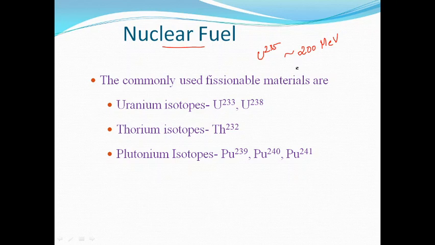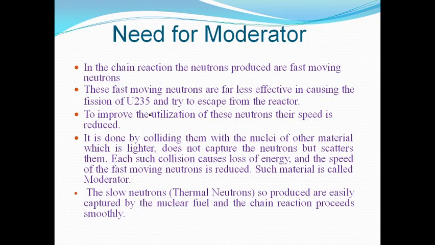Similarly, there are other fissionable materials that can be used, and normally we use materials such as the uranium isotopes, U-233 or U-238. Then we have the thorium isotopes, which is used in thorium reactors. Thorium-232 is its mass number. Then there are plutonium isotopes that are often used in breeder reactors. Pu-239, 240 and 241 are used as fissionable materials. So these different materials can be used in a fission reactor based on the availability of these materials. So normally we have uranium isotope as our nuclear fuel.